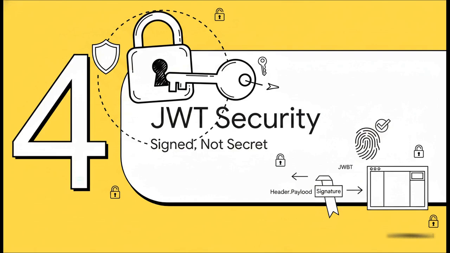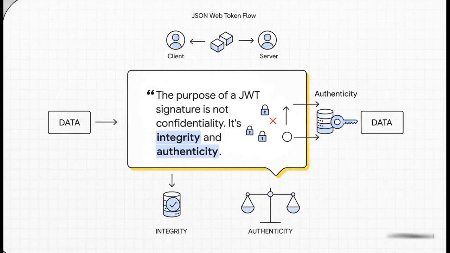Now, we talked about this before, but it is so incredibly important that we need to dedicate a whole section to it. Let's really hammer home the security model of a JWT, because it's different from what you might expect. Let's be crystal clear about what that signature at the end of the token does and does not do. Its purpose is not confidentiality. It does not hide the data. Its real job is to guarantee two other things: integrity and authenticity.